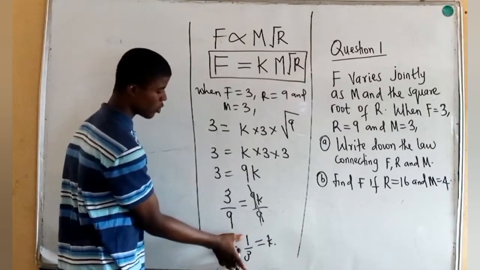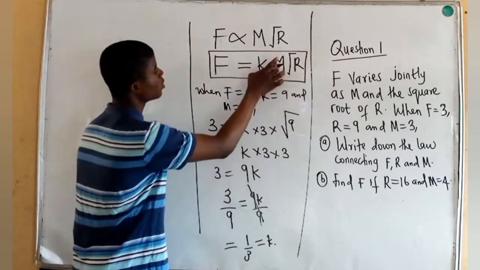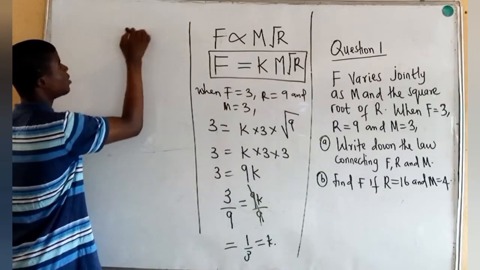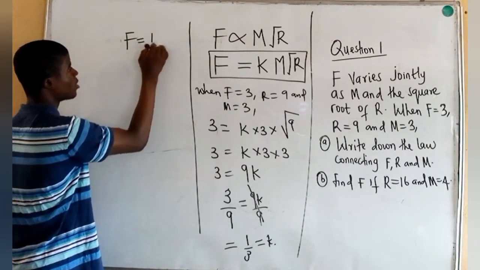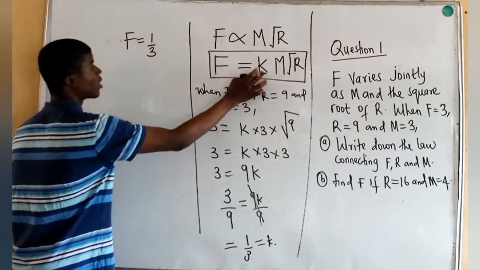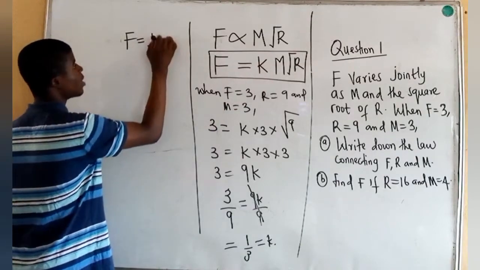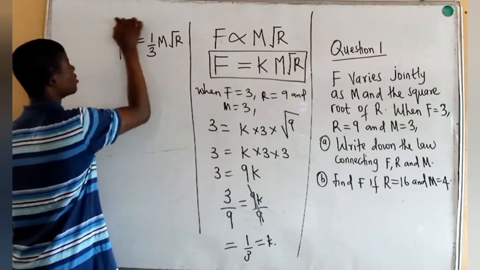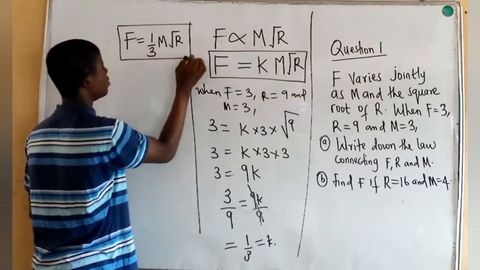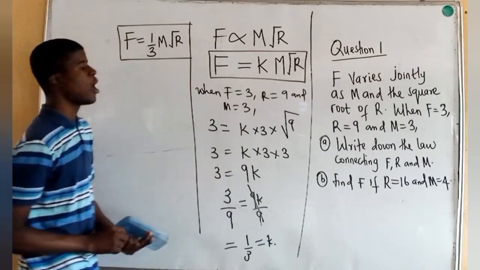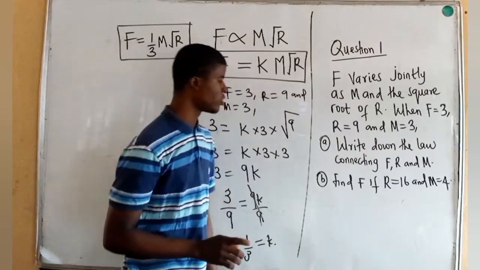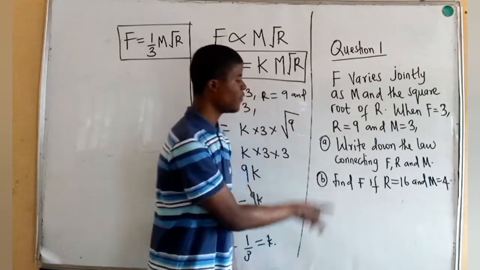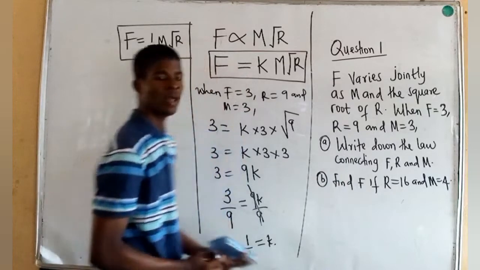The law is gotten this way. Substitute the value of this constant, 1 over 3, into this equation, so that f is now equal to 1 over 3 times m times root r. So this is the law that connects the variables f, m, and r.